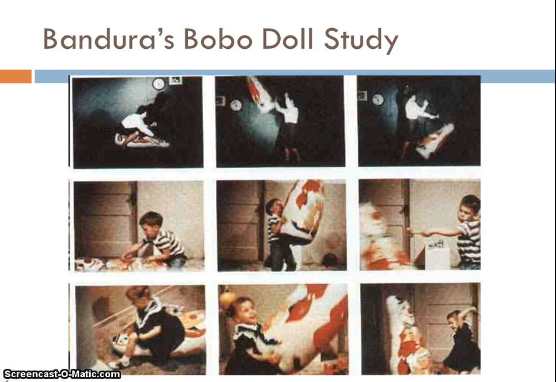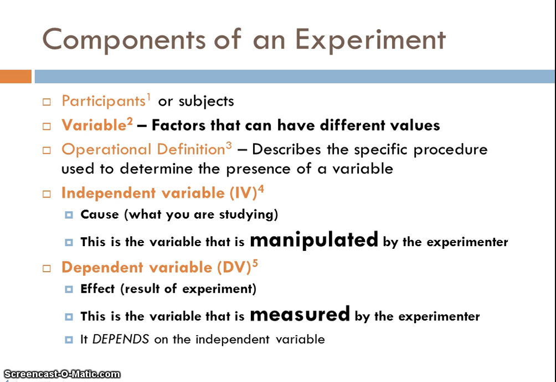Later on, those same children who watched the adult play violently with the Bobo doll got an opportunity to go into the same room they had watched the adult play with the toy in. All of the children who saw the adult act violently with the Bobo doll did the exact same thing. They sat on him, they threw him up in the air, they used a wooden mallet to knock him over, and this was true for both females and males. So as we talk about the different parts of an experiment, we're going to be going through the Bobo doll study.